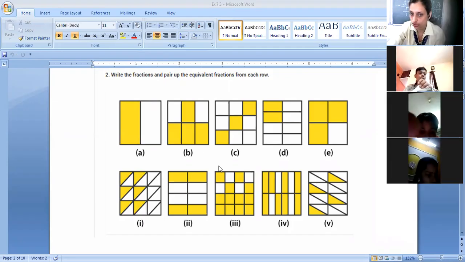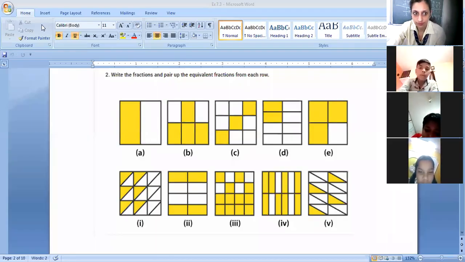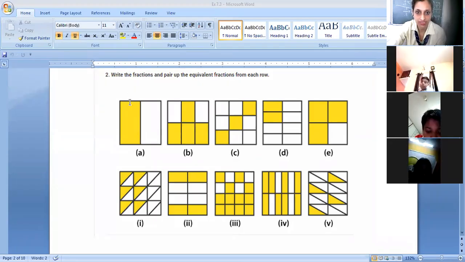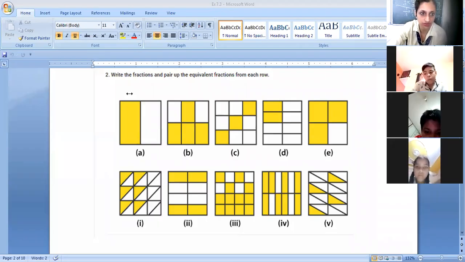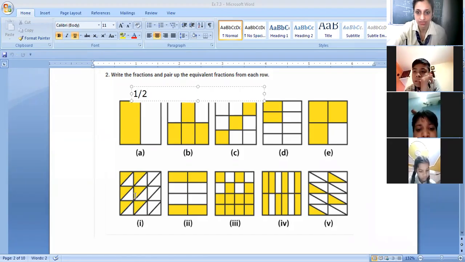You first have to tell the fractions, and we have to find out the pair also for that. So let's start with the first one. First pair. First one is, yes, 1 by 2 is the correct answer. That's right, Anya. Chehek, that's right. 1 by 2.